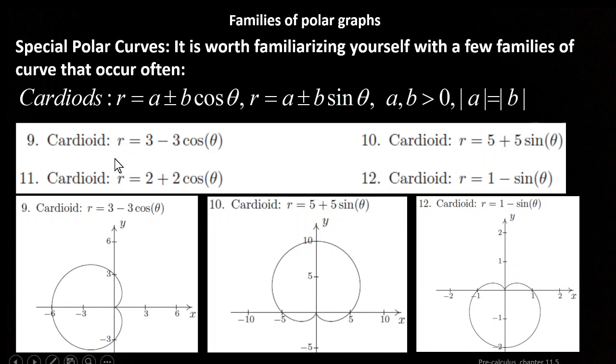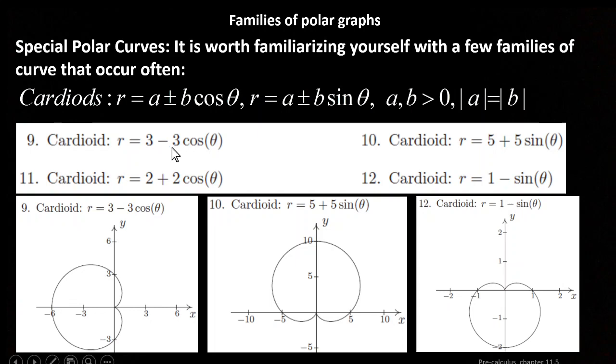That's why it's called a cardioid, because it looks like a heart. And depending on what we have here, if the coefficient of cosine is negative, it would be on the negative x-axis, and if it's positive, it would be on the positive x-axis. If it's sine positive, it would be over here. And if it's sine negative, it would be over here. Just like the circles we discussed, except these numbers would change the shape to a cardioid if they're the same.